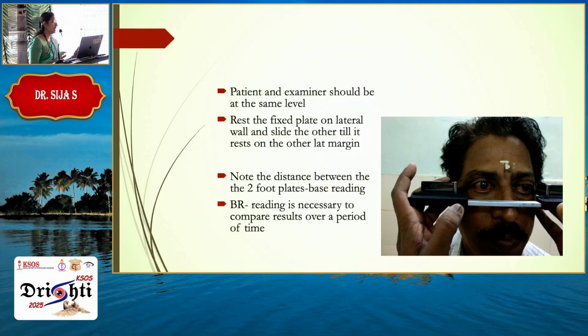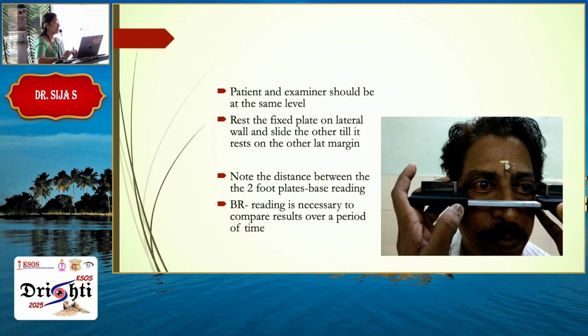The patient and examiner should be at the same level. That is very important. We have to sit in front of the patient, or if the patient is standing, we have to be at the same eye level. Rest the fixed plate on the right lateral orbital margin. Once it is fixed, slightly slide the other one to the left orbital margin. Now note the distance between the two foot plates. That gives the base reading, and this is necessary to compare the results over a period of time.